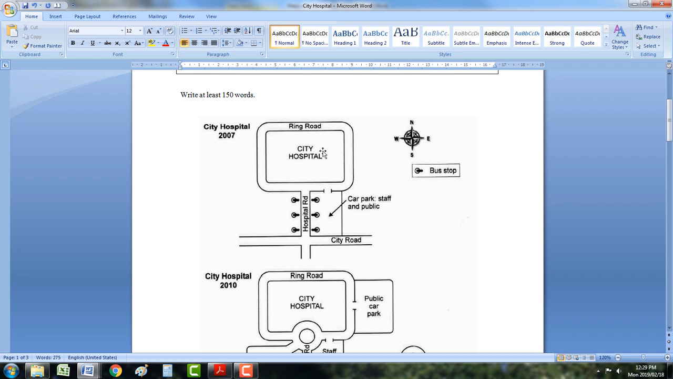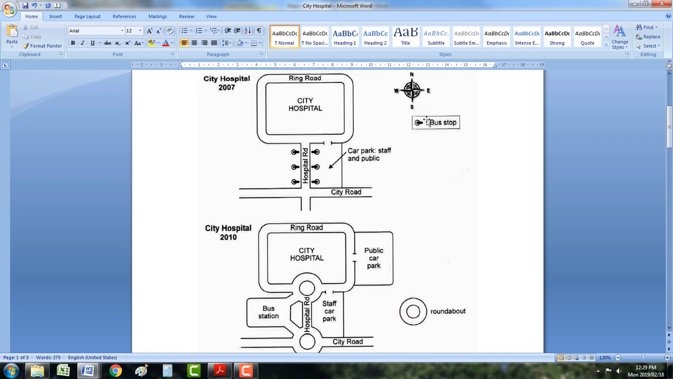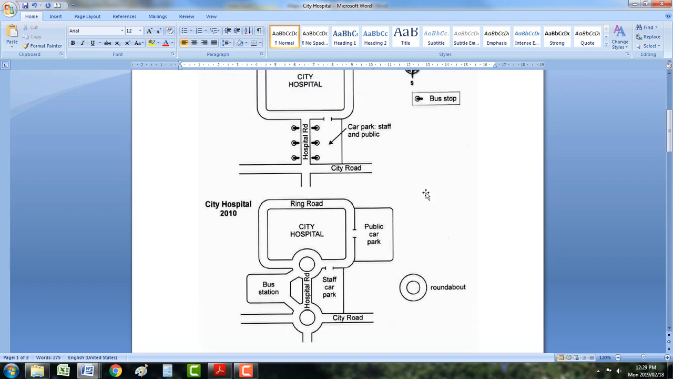You want to say there was a city hospital, there was a ring road, there was a hospital road, there was city road, there were 6 bus stops, there was a car park. Please don't think this is part of the map. Some of my students will say, on the far east of the hospital there was another bus stop. That's the key. It's called the key of the map. That's not part of the map.